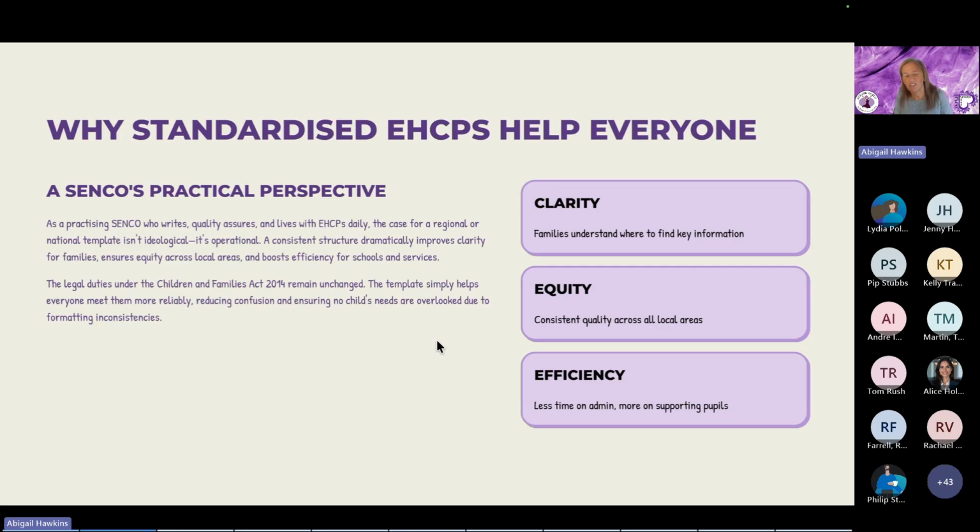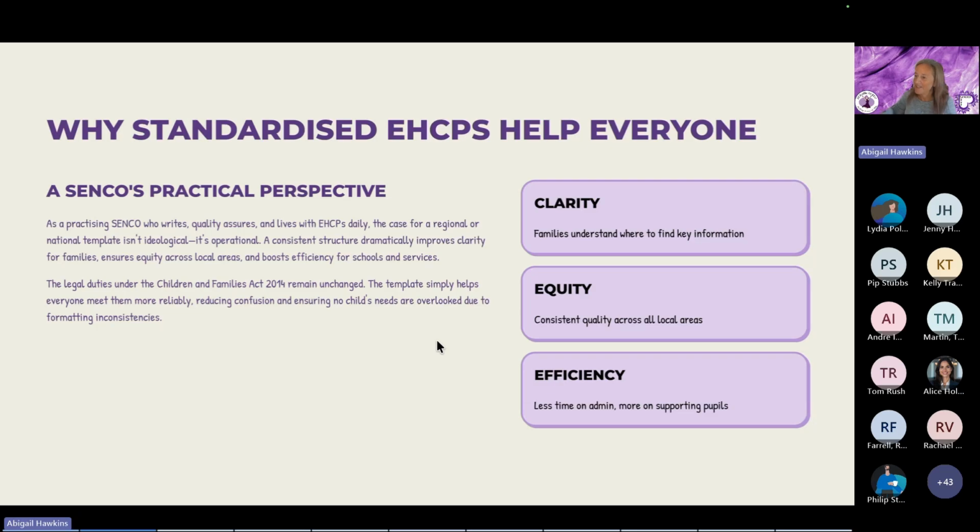I'm going to start ranting in a moment. We need something consistent. We need a consistent structure because we need that clarity for our families, for ourselves, for our schools, to make sure that everybody is able to follow what is in that EHCP. And effectively what that will do is boost the efficiency for schools, for services, and ultimately for our students.